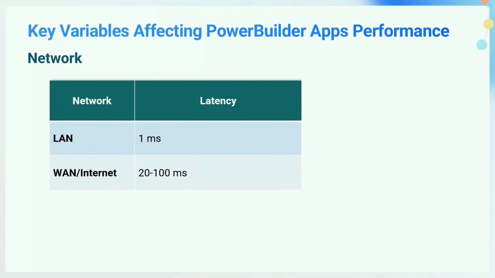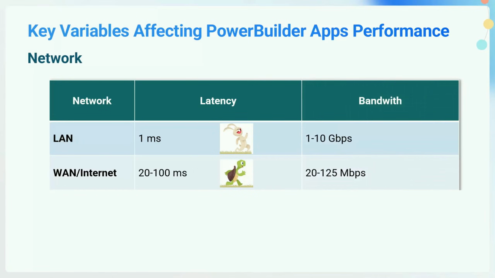Here you can see some reference values. First, latency. On a LAN, it's very low, around 1 millisecond, while over the internet it typically ranges from 20 to 100 milliseconds. Next, bandwidth. In a LAN, it's much higher, from 1 to 10 gigabits per second, while over the internet it usually drops to about 20 to 125 megabits per second.